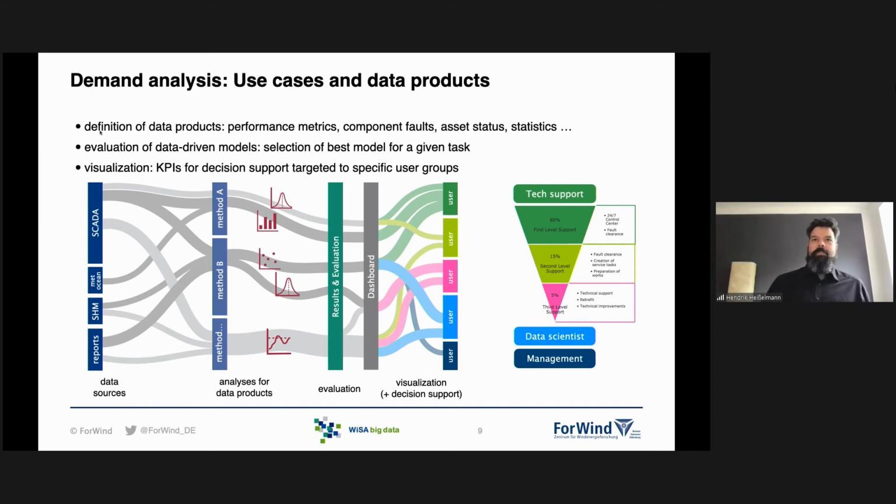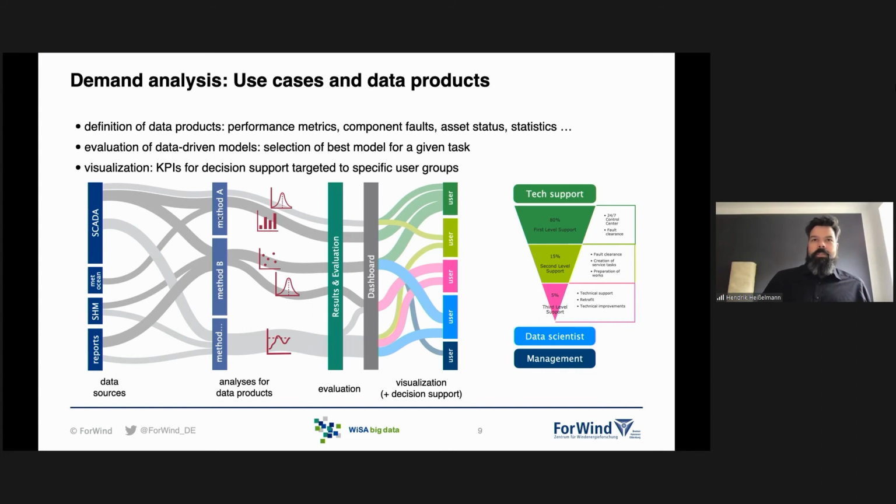So once we have this, we want to connect this to our audience, basically to those using this data, and therefore we define some data products in this project, which can be different performance metrics, like tracking the performance of the farm, tracking different component status, or the overall status, or statistical evaluations, which turbines or which components are more troublesome than others. As the input, we have these several data sources, from the reports to SHM systems to MetOcean data, SCADA data, whatever.